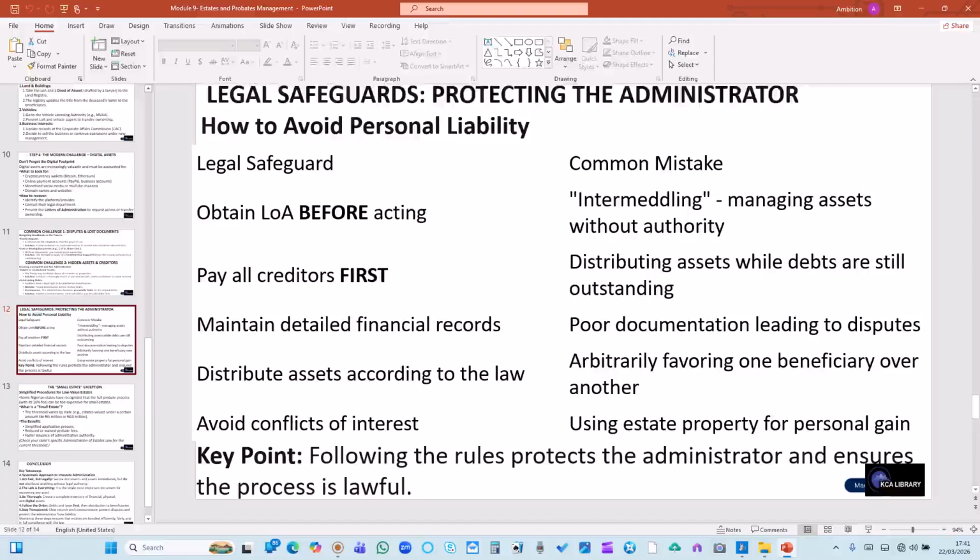Then number two, pay all creditors first. The common mistake is distributing assets while debts are still outstanding. It's a very serious mistake. Then number three, maintain detailed financial records. The common mistake is poor documentation leading to disputes. Then number four, distribute assets according to the law. The common mistake is arbitrarily favoring one beneficiary over another. So it's a very serious mistake. Then lastly, avoid conflict of interest. That is using estate property for personal gain. So it is a very serious mistake. The key point here is that following the rules protects the administrator and ensures the process is lawful.